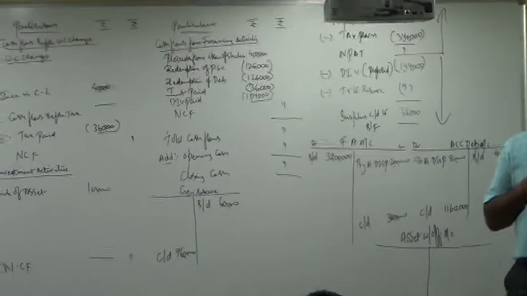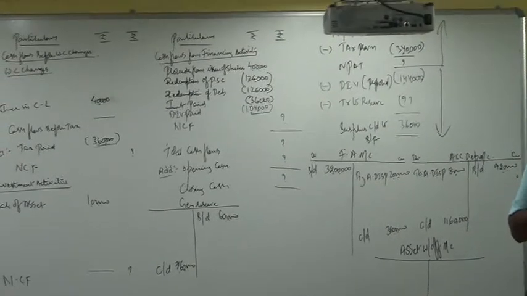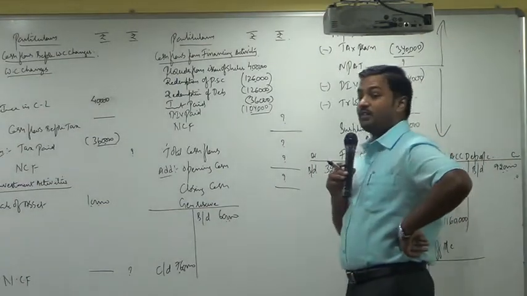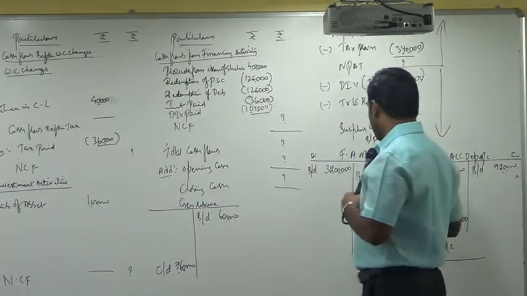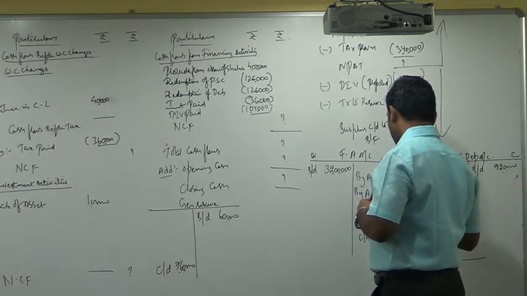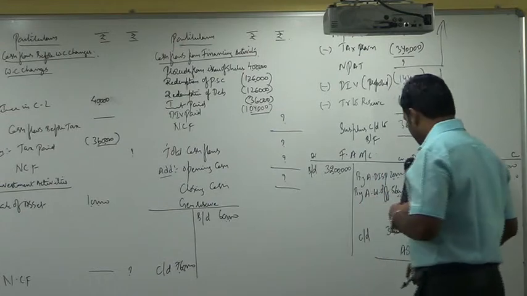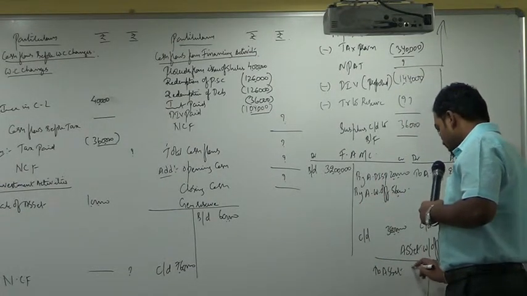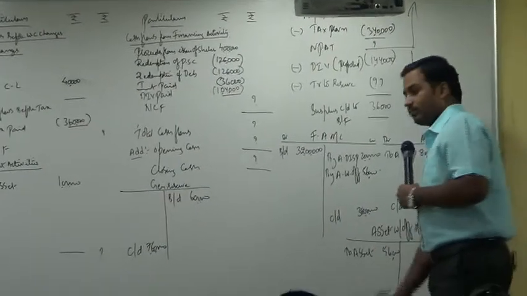Asset written off account. What is the cost price of asset written off? 56,000. So right here, asset written off account debit 56,000, asset written off account to asset, 56,000.